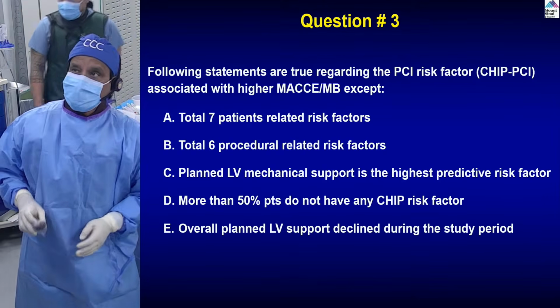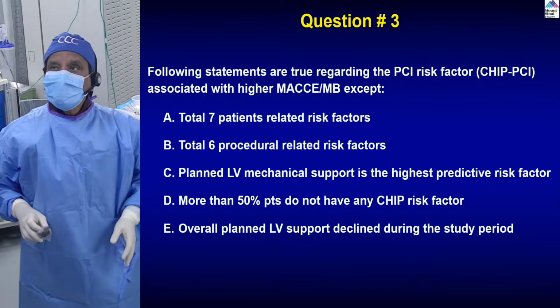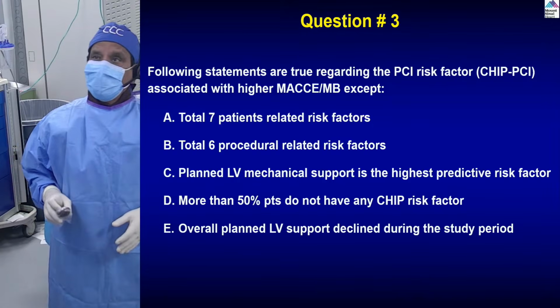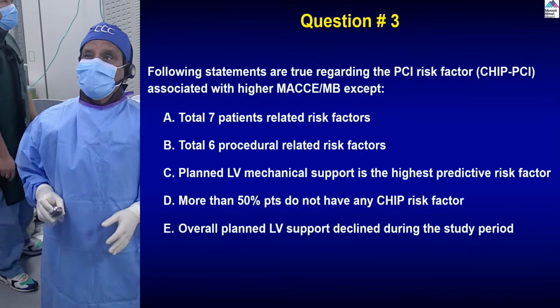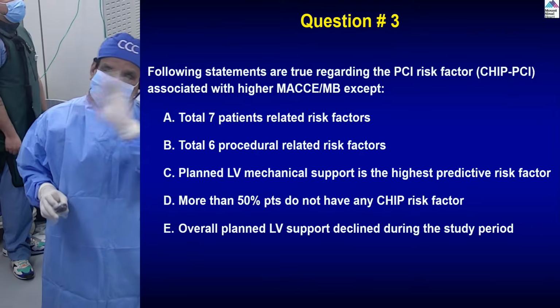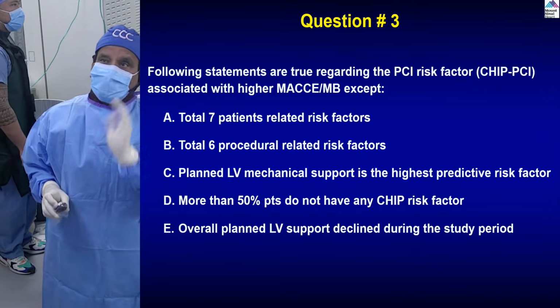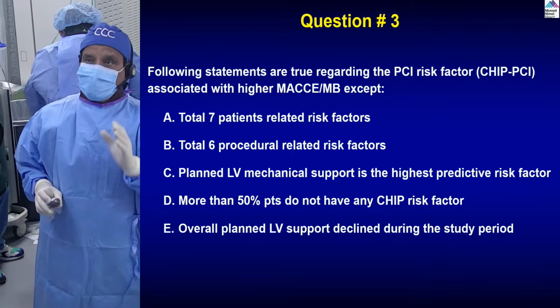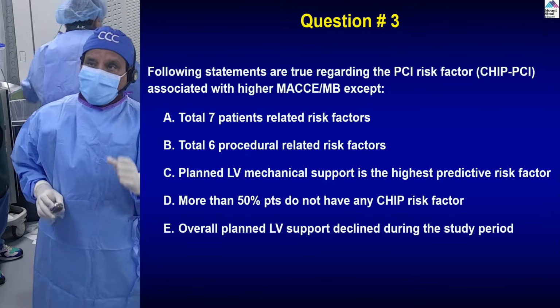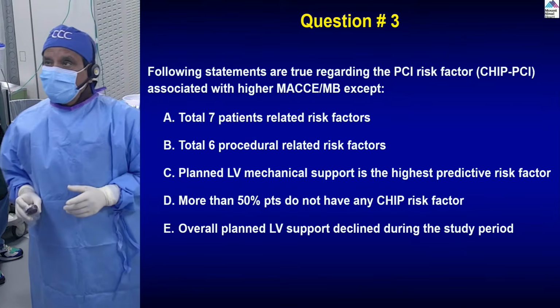The last question: the CHIP-PCI risk calculator is associated with higher MACE, MACCE and major bleeding, except. Now this is the wrong answer, meaning what is the wrong answer? The earlier two questions were right answers. Total 7 patient-related risk factors, total 6 procedure-related factors. Planned LV mechanical support is the highest predictive risk factor.